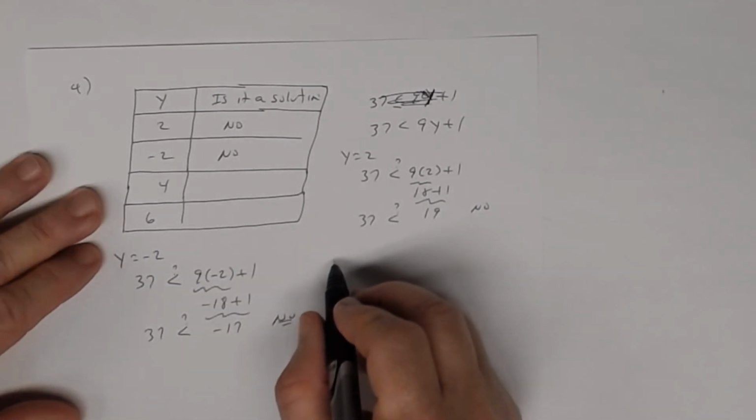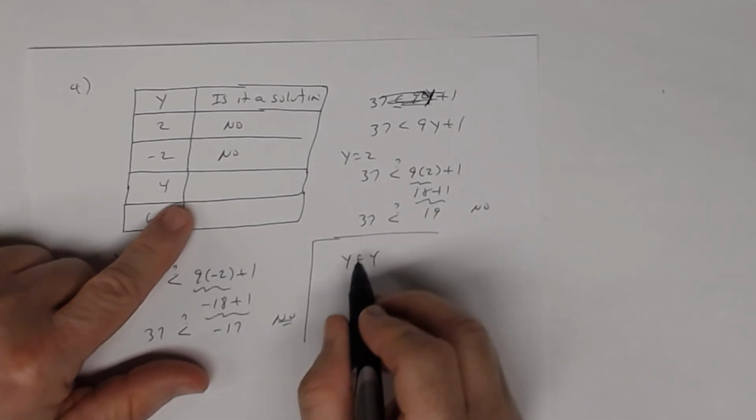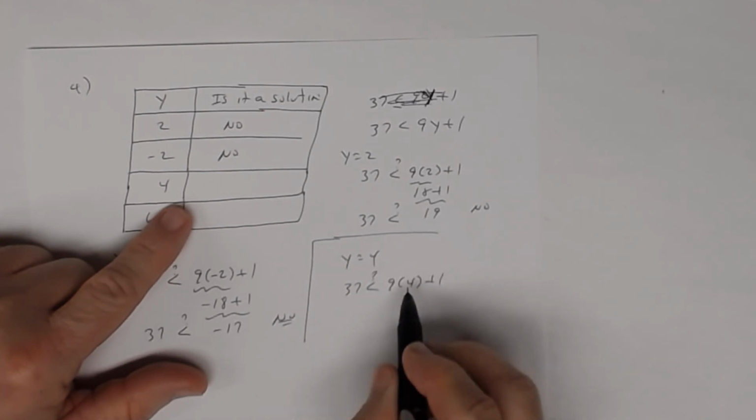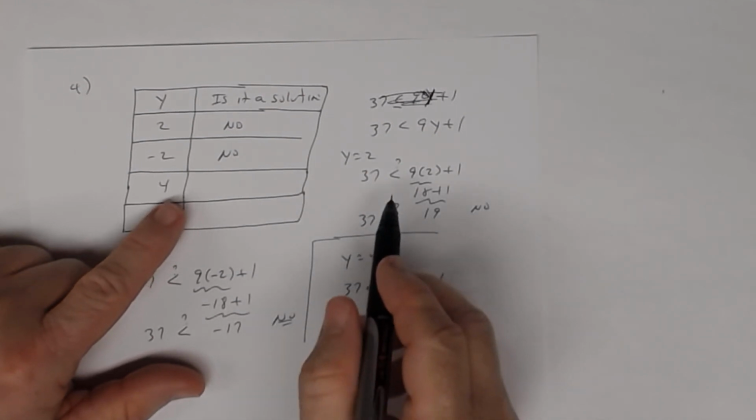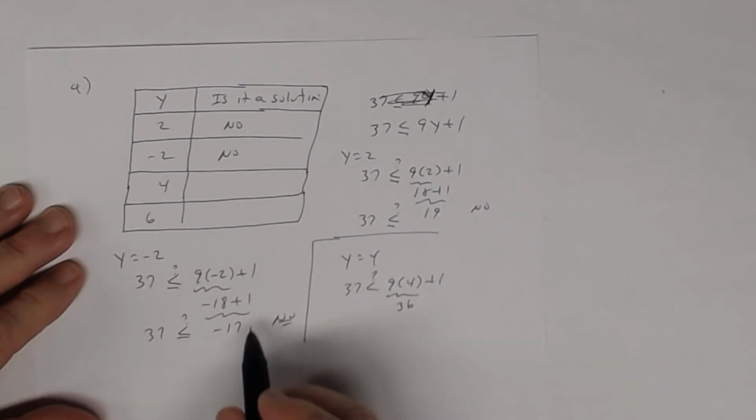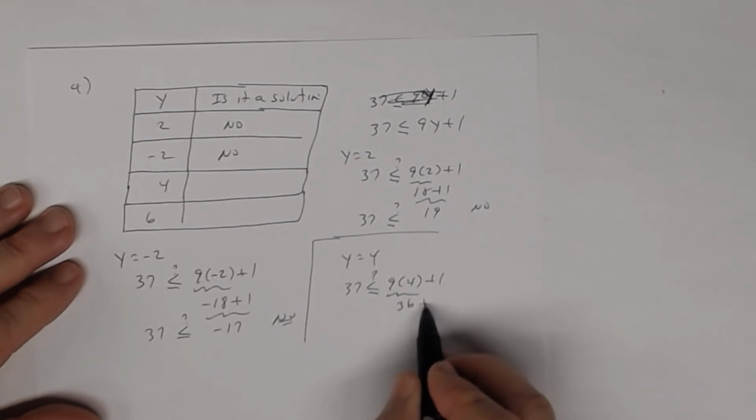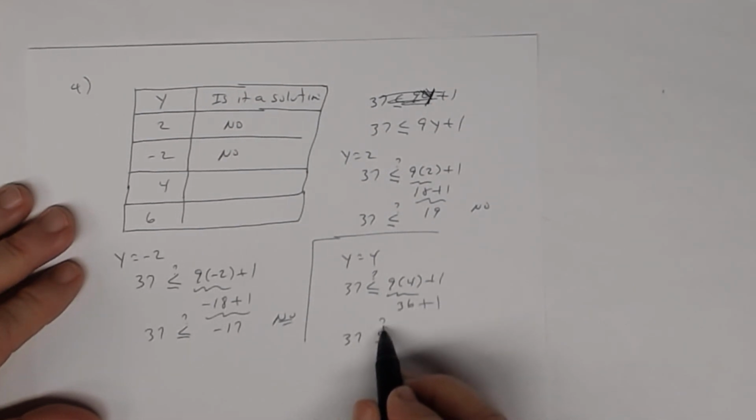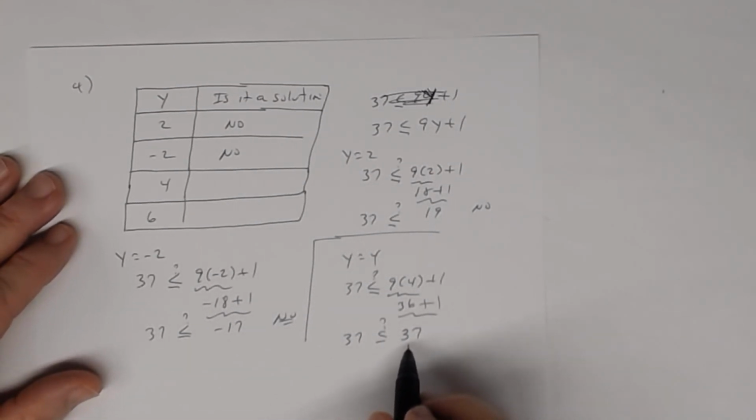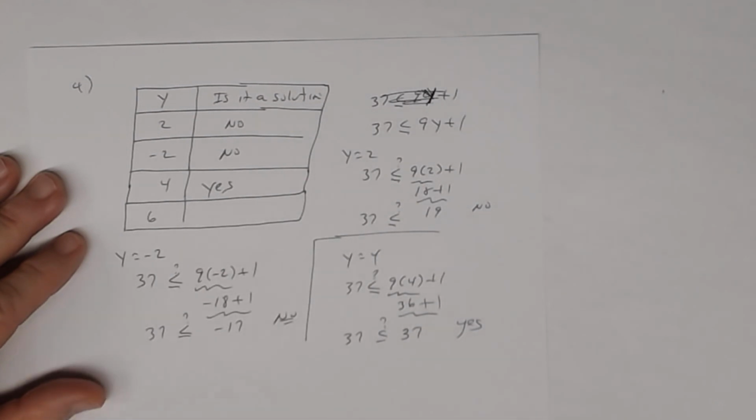Okay, number 4, y equals 4. We have, is 37 less than 9 times 4 plus 1? 9 times 4 is 36. I'm sorry, that was all equal signs right here. Let me go back and put all the equal signs. But the answer is still the same in each one. So is 37 less than or equal to 36 plus 1? 36 plus 1 is 37. So is 37 less than or equal to 37? The answer is yes, because of that equal sign, 37 is equal. So that's a solution.